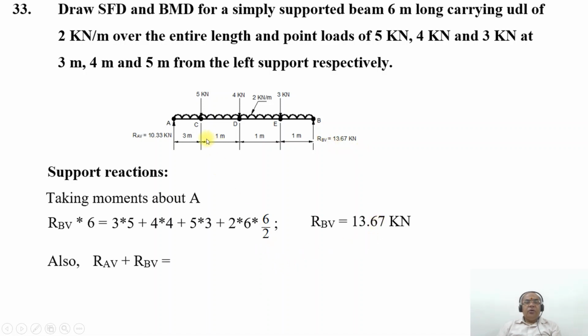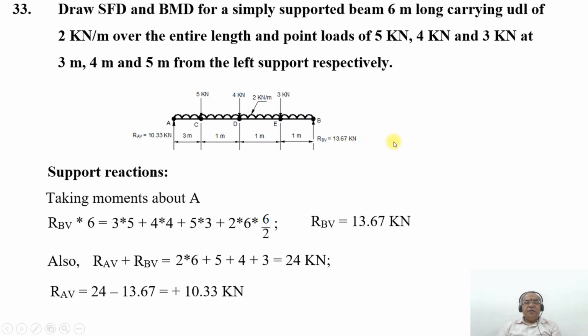Also we know RAV plus RBV will be equal to 2 into 6 plus 5 plus 4 plus 3, which will be equal to 24 kilonewton. Therefore, RAV will be equal to, substituting the value of RBV as 13.67, 24 minus 13.67, which will be equal to plus 10.33 kilonewton. So RAV will be equal to plus 10.33 kilonewton.